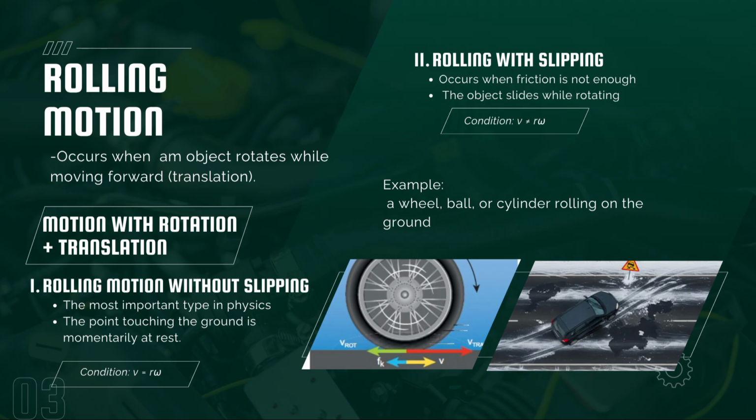Rolling motion with slipping occurs when friction is not enough. An object slides while rotating. It does not meet the condition that tangential velocity is equal to radius times omega.